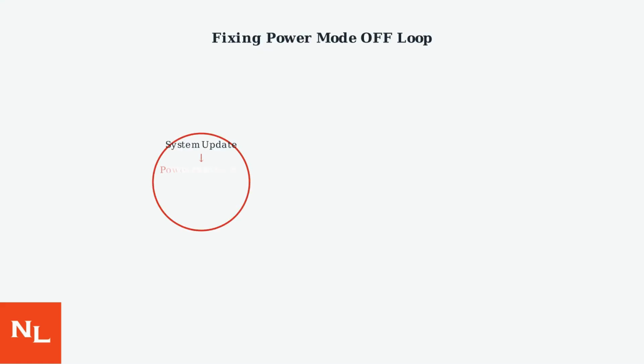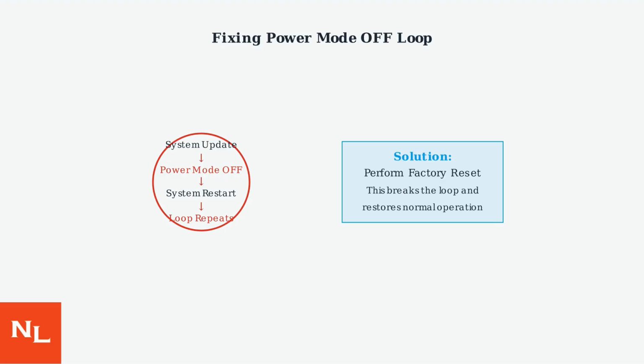One specific issue that a factory reset can resolve is the power mode off loop that some users experience during system updates. Some users report getting stuck in a power mode off loop when trying to complete system updates. This frustrating issue prevents the system from functioning normally.